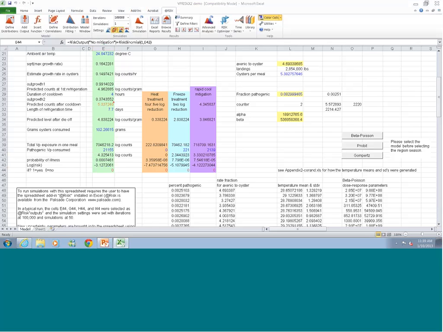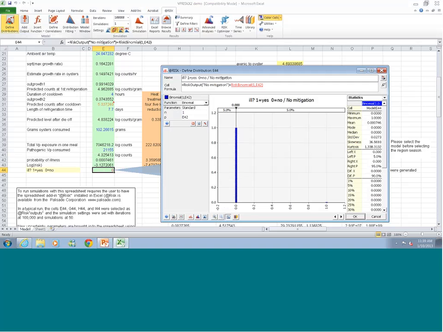Down here, our last cell is rather important, and this is another instance where @RISK makes the modeling very nice, very convenient for us. I'm going to take a look at the distribution in here. Here we go. This brings up a binomial distribution. If you're going to be doing risk assessment, you're going to at some point have to learn this binomial distribution, in case you don't know it.